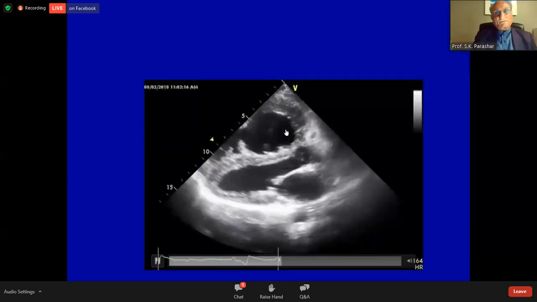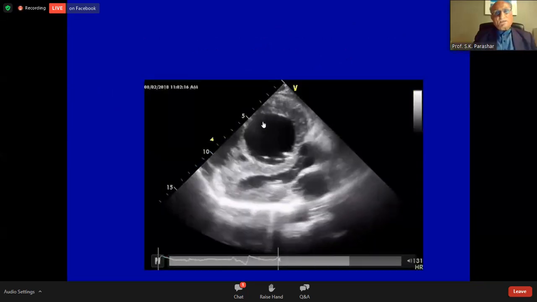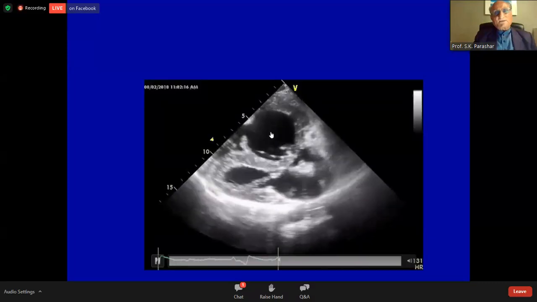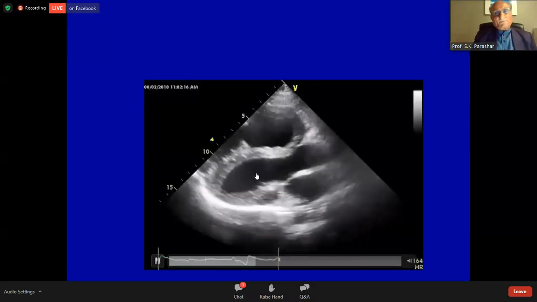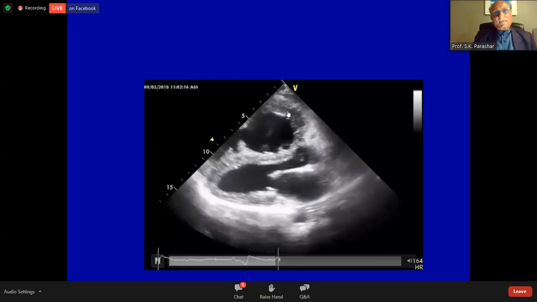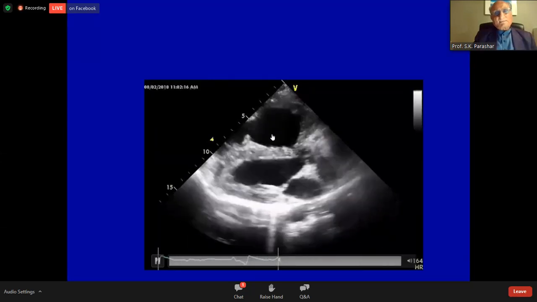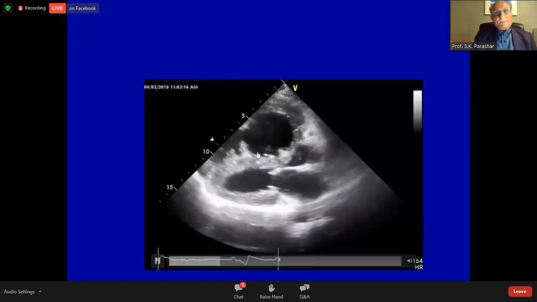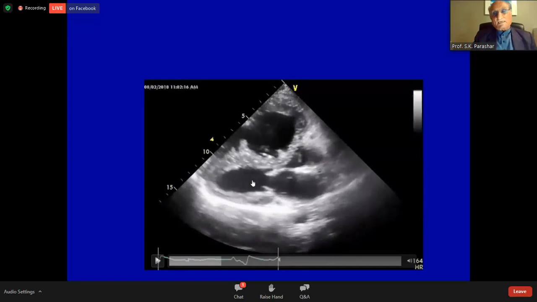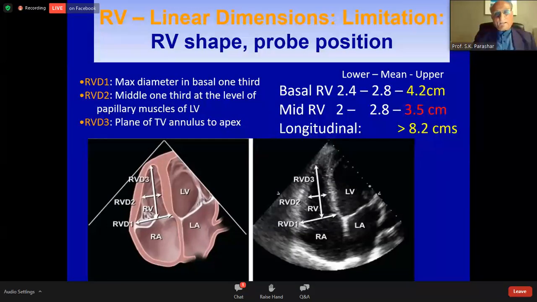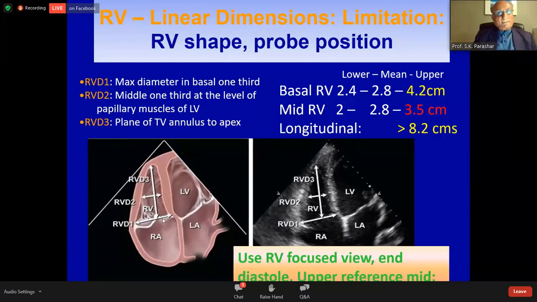For example, here you see a parasternal long axis view. At one glance, you can see that the right ventricle is significantly enlarged as compared to the left ventricle, and RVH is also present. So that is how one can get a visual impression. But sometimes when the left ventricle is also enlarged, it may give a problem. Then one should practice doing an RV focused view and measure the maximum diameter at the basal third or at the papillary muscle level. Keeping these figures in mind, at the mid RV, the abnormal value is more than 3.5 centimeters.